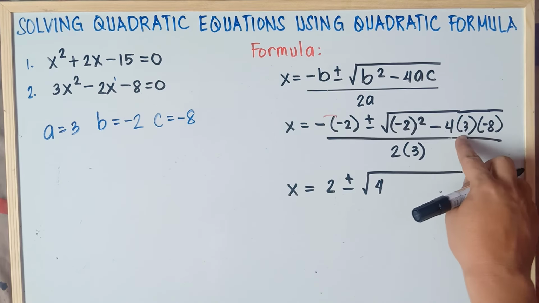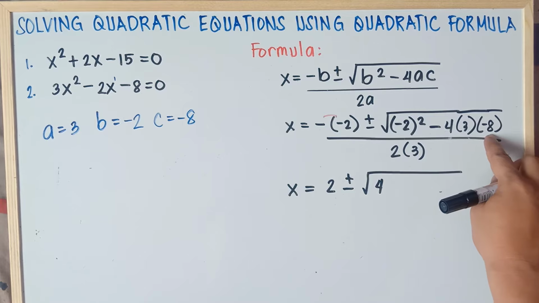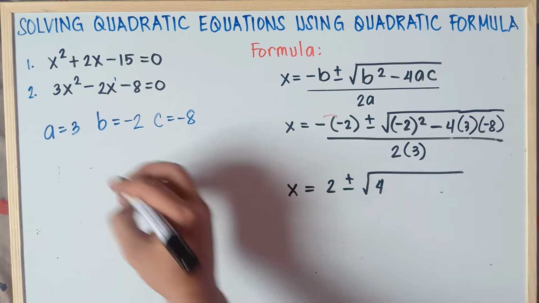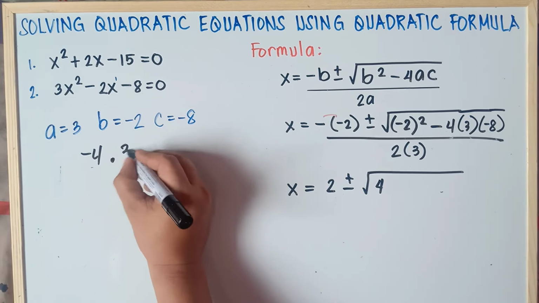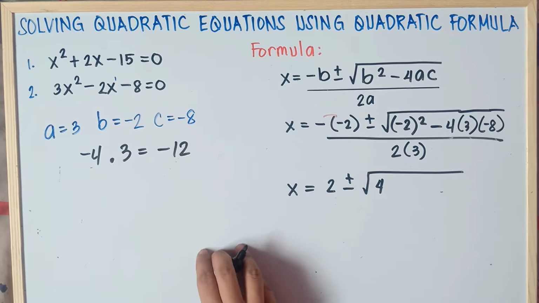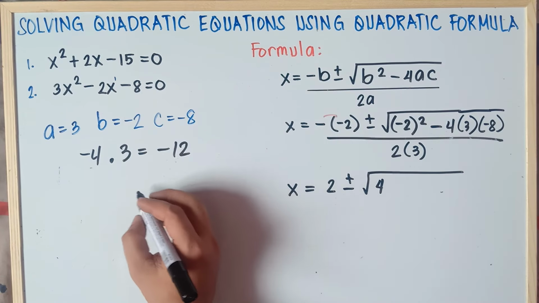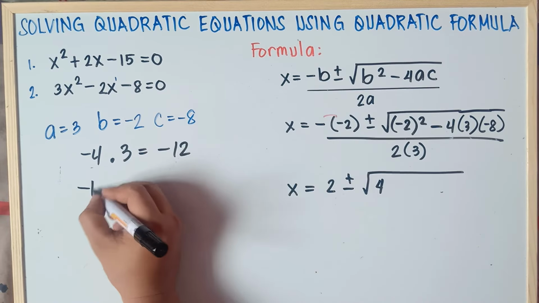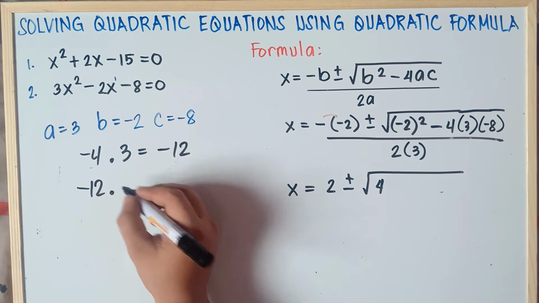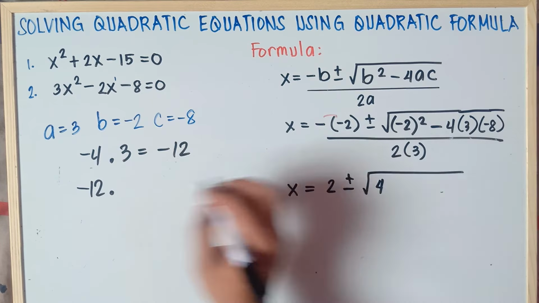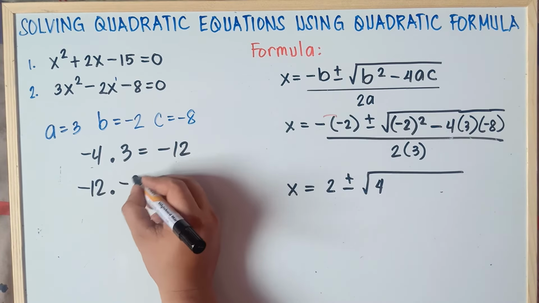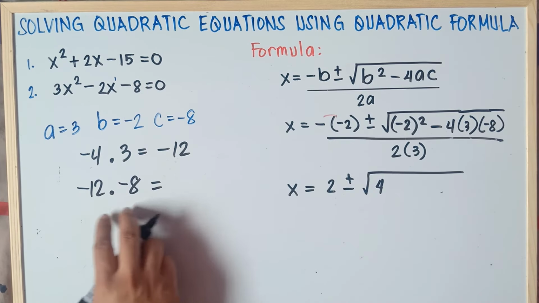And then negative 12 times negative 8, it should be positive. So let's multiply, class. Once again, negative 4 times 3, that would be negative 12. And then negative 12 times negative 8. So our answer, class, should be positive.